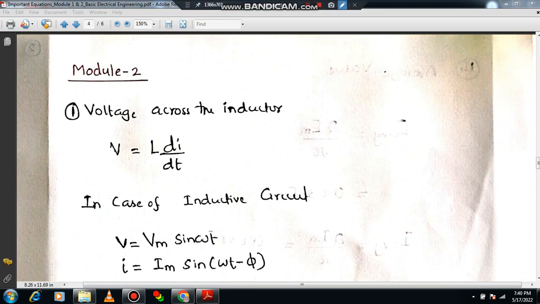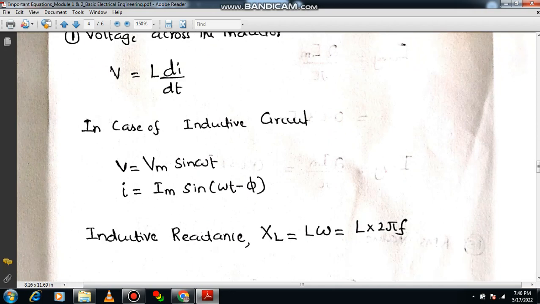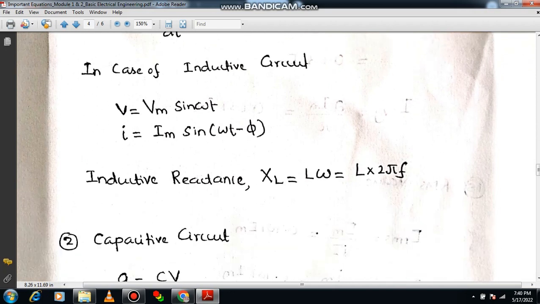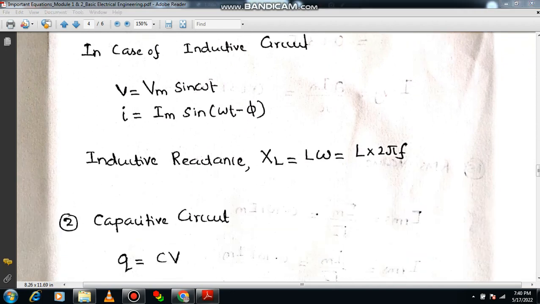Voltage across an inductor you can write as VL equals L di by dt, where L is the value of inductance and the unit of inductance is Henry. Also, in the case of an inductive circuit, you need to define the relation between voltage and current. If I take voltage V equals Vm sin omega t, definitely current is lagging. How can I represent current lagging? I equals Im sin (omega t minus phi).